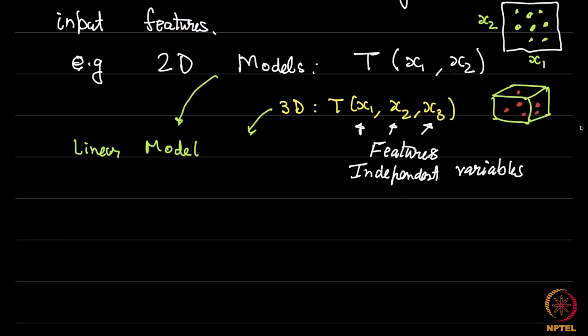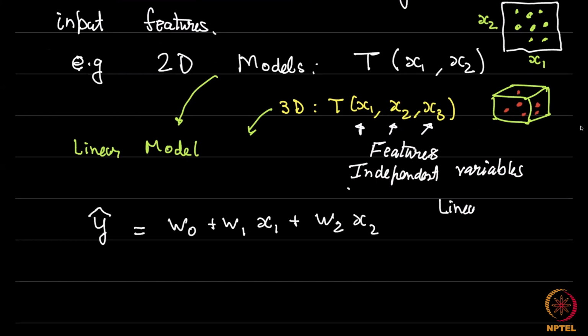If you have multiple features or multiple independent variables, let's say you have a temperature model, then the temperature, which I'm going to call y hat again as a hypothesis, would depend on W0 plus W1 x1 plus W2 x2. This would be the linear model in two dimensions.